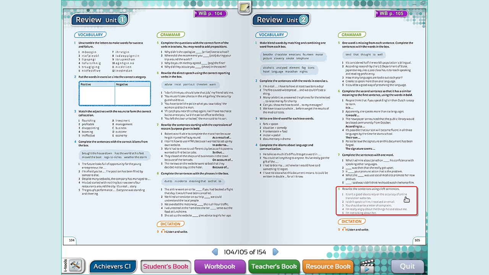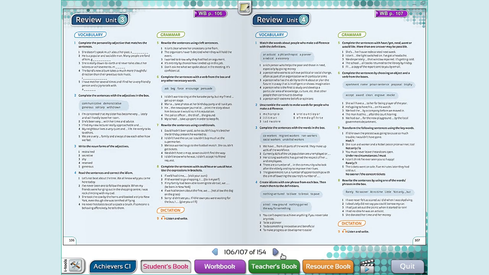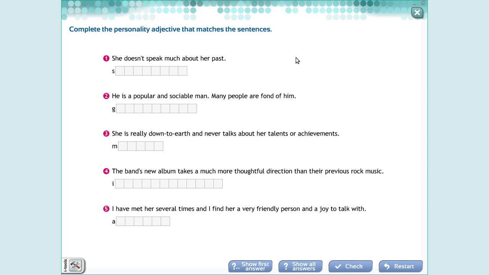And the last exercise we are not going to do. Okay? Number 8, we are not going to do. Now let's go to page 106. In our page 106, we have adjectives to describe personality. So when someone speaks too much, is a talkative person. But when someone doesn't speak about his or her past, this person is a secretive person.